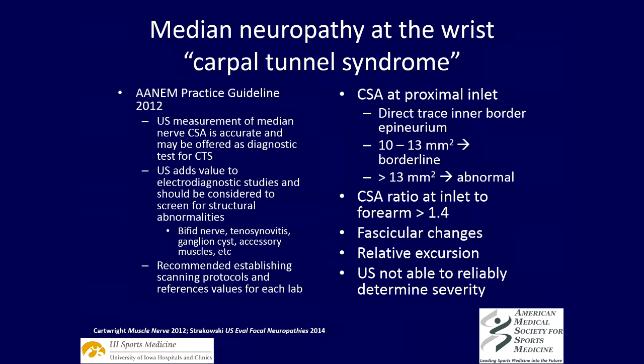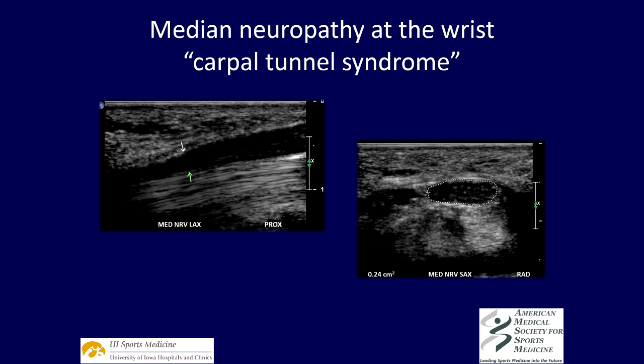You can also just look more globally at changes within the nerve, such as within the fascicles. We would call fascicular loss or a relative hypoechogenicity of the nerve, lack of excursion with finger flexion, as well as focal swelling of the nerve. One disadvantage of ultrasound compared to electrodiagnostic studies is that you are not able to reliably determine the severity of the neuropathy. Here are a few examples of carpal tunnel syndrome.